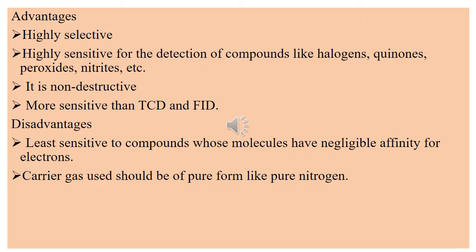Coming to the advantages, it is highly selective and highly sensitive for the detection of compounds like halogens, quinones, peroxides, nitrides, etc. It is non-destructive and it is more sensitive than the thermal conductivity detector and flame ionization detector. Coming to the disadvantages, it is least sensitive to compounds whose molecules have negligible affinity for electrons, and the carrier gas used should be of pure form, like pure nitrogen.